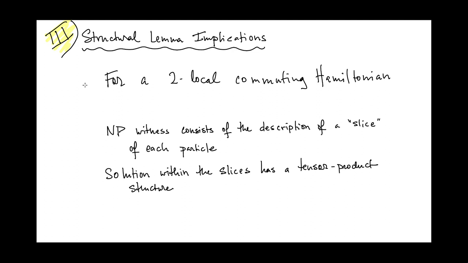So right off the bat, one of the original results in the Bravyi-Vyalyi paper was that two local Hamiltonian is in NP, okay? And this is on an arbitrary dimensional particle, but just as long as the terms are two local. And so the NP witness consists of which slice of each particle the solution lies in. And then once you know the slice, you have this complete tensor product structure.